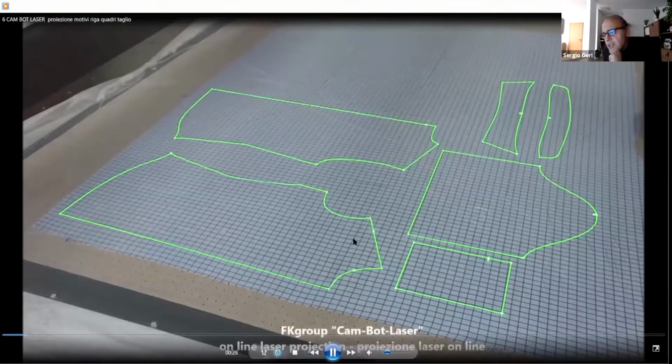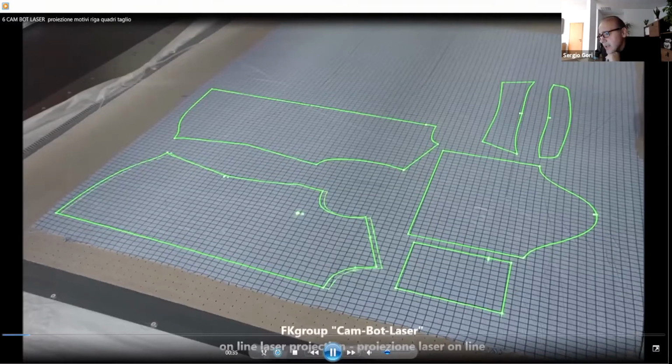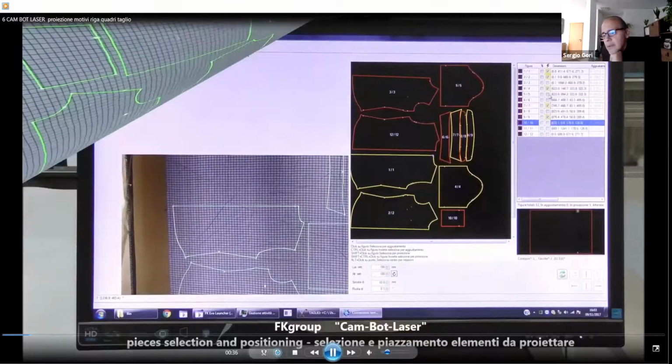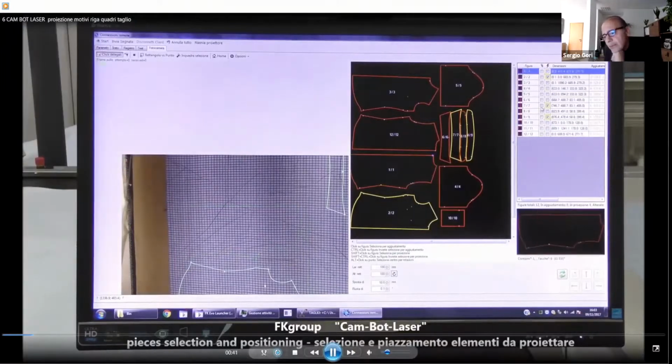This is the position. You can move the pieces. You can do exactly what you want, even with the iPad. So the operator is looking at the fabric.